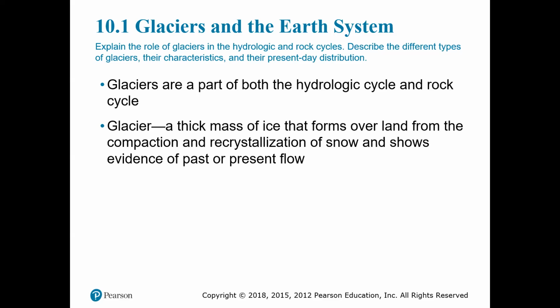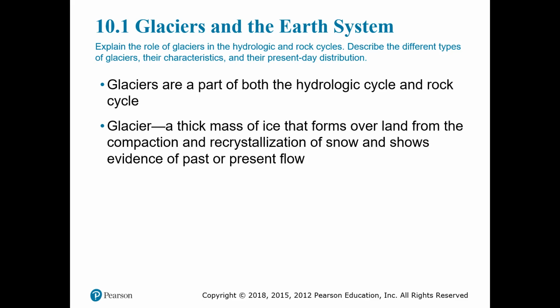So when we look at glaciers, glaciers are thick masses of ice that form over land, and it may take hundreds or thousands of years. It's going to originate from accumulation, compaction, and recrystallization of snow. So we get accumulation of snow. We have to be in an area where we have pretty pervasive snowfall. That snowfall is going to become compacted over time, and it may thaw and refreeze or recrystallize.